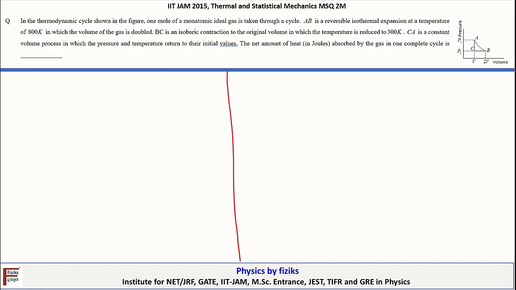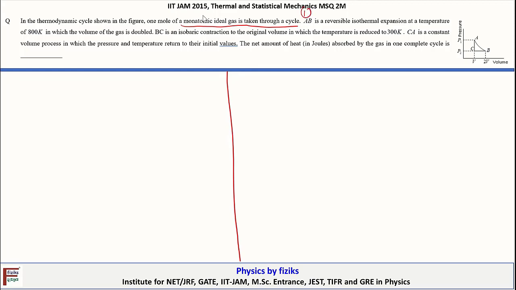So let's continue with the next question. The statement is, in the thermodynamic cycle shown in the respective figure here, 1 mole of a monatomic ideal gas is taken through the cycle A, B, C, A. Here it's given that AB is a reversible isothermal expansion at a certain temperature of 800 Kelvin. Okay, so let's continue step by step.